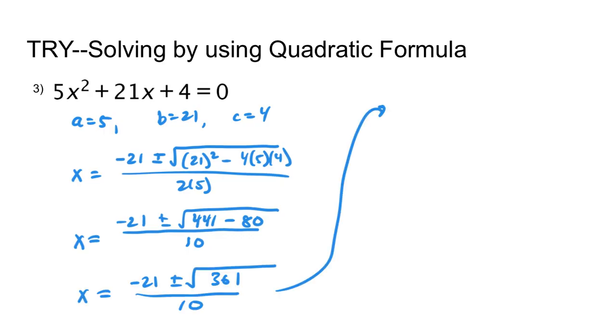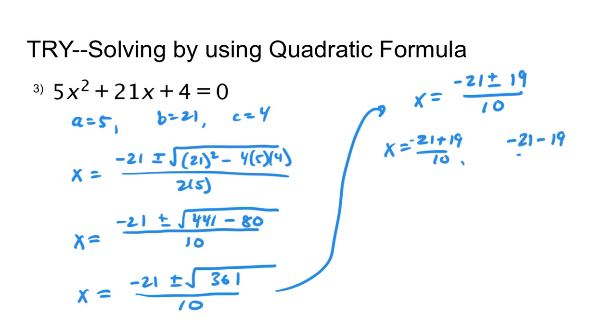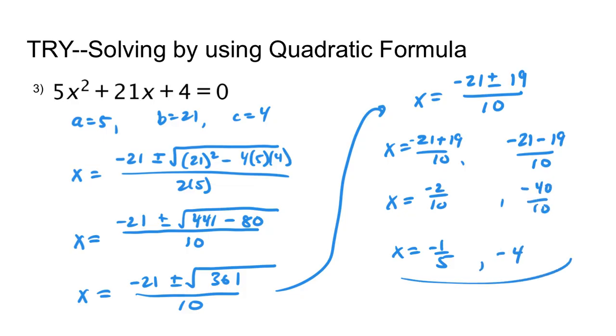And in this case, you had to take the square root of 361, which is actually a number you can take the square root of. It's 19. So I get my two problems, negative 21 plus 19 over 10, and negative 21 minus 19 over 10, and I'll do the math. So negative 21 plus 19 is negative 2, so I will get negative 1/5 as an answer. And negative 21 minus 19 is negative 40, so I will get negative 4 as my other answer.